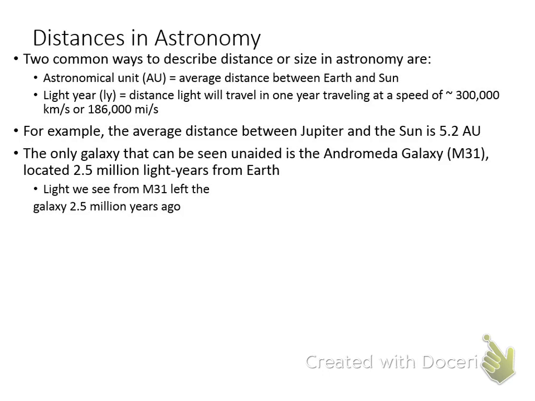So Jupiter is 5.2 astronomical units from the sun.